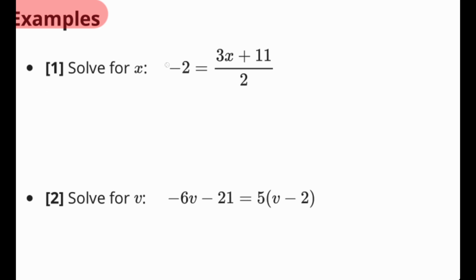So for this problem, it says solve for x. So we have an x right here, but you'll notice there's all this other stuff with it. It's multiplied by 3. There's an adding of 11. There's a divided by 2. We need to get rid of everything there just to make x by itself. We want to isolate the x.